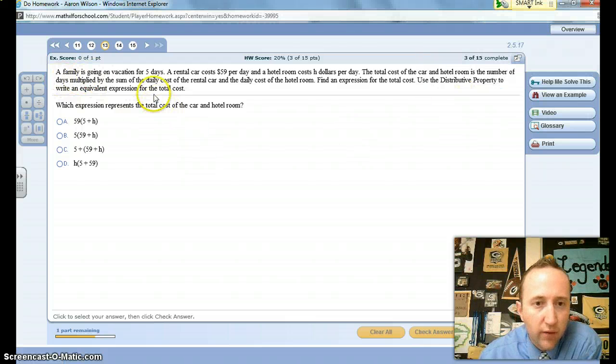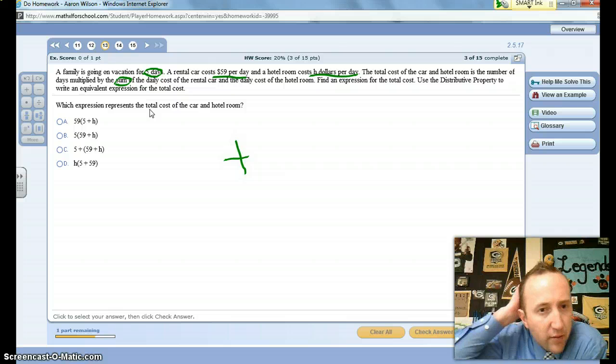It says a family is going on vacation for 5 days. Pretty important, 5-day vacation. The rental car is $59 per day, and a hotel room costs $8 per day. The total cost of the car and hotel room is the number of days multiplied by the sum. And what does the word sum mean? Tell your neighbor. It means to add. The daily cost of the rental car and the daily cost of the hotel room. Find an expression for the total cost. Use the distributive property to write an equivalent expression for the total cost.